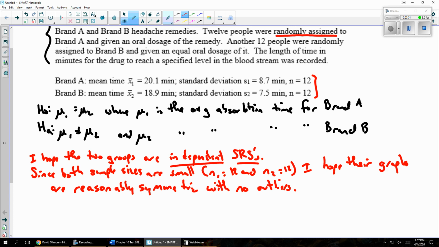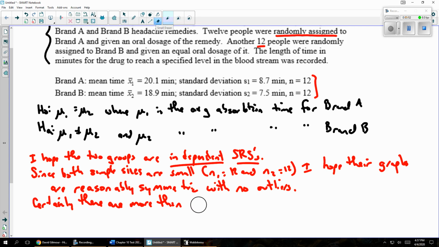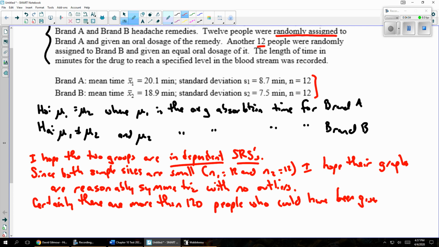And I hope that I haven't sampled too much of the population, but certainly 12 is less than 10%. So certainly there are more than 120 people who could have been given each medicine. And this is the 10% rule. So you know where that came from.